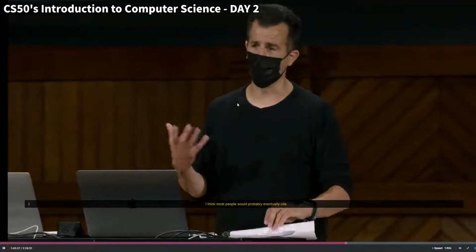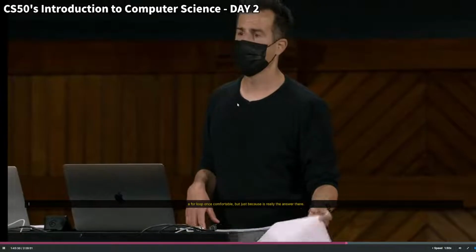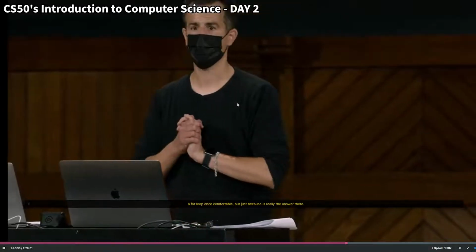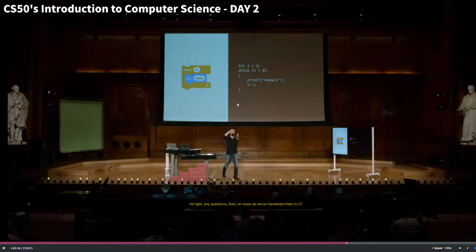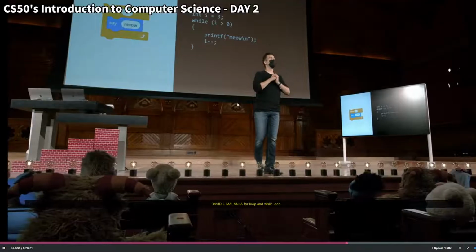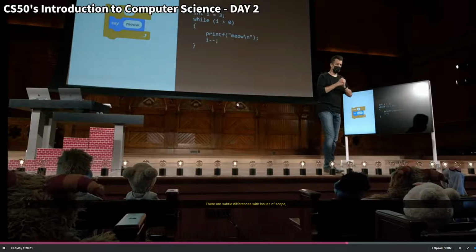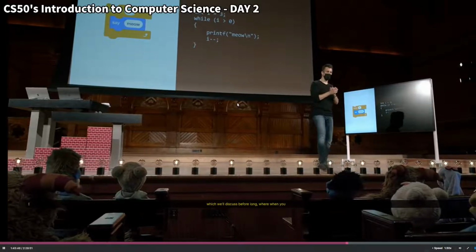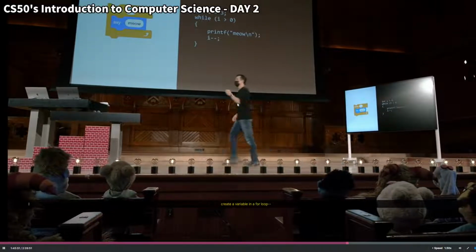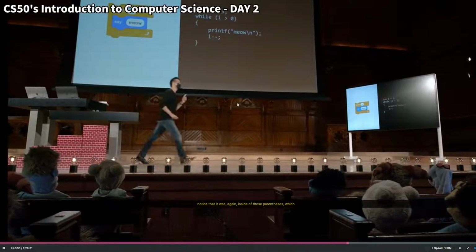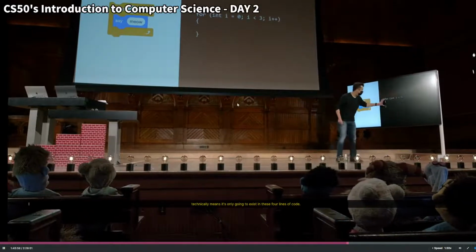They're the same. I think most people would probably eventually use a for loop once comfortable, but just because is really the answer there. All right, any questions then on loops as we translated them to C? Yeah? For loop and while loop can both be used to do exactly the same thing. There are subtle differences with issues of scope, which we'll discuss before long, where when you create a variable in a for loop, notice that it was inside of those parentheses, which technically means it's only going to exist in these 4 lines of code.